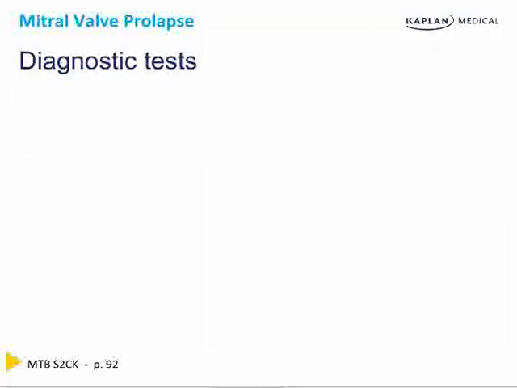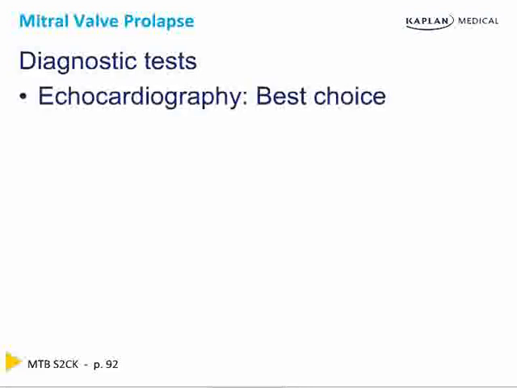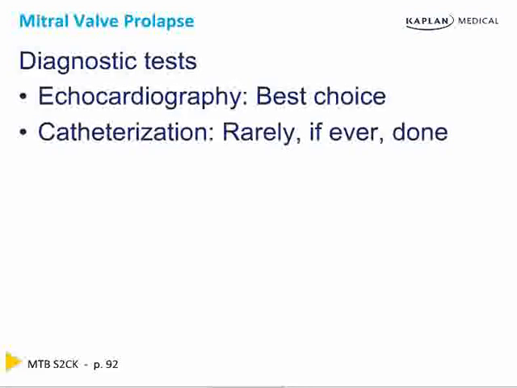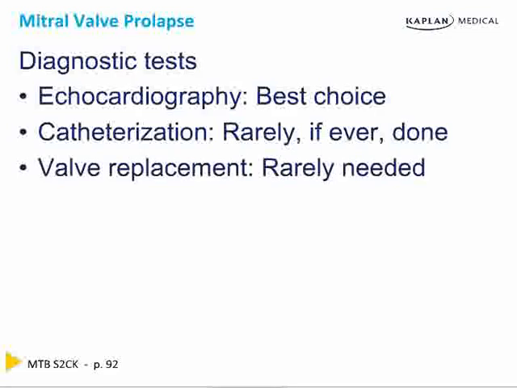The diagnostic tests of mitral valve prolapse are not different from the others. Echo is the best initial test. Catheterization is the most accurate test. But catheterization is almost never done on a lesion that you virtually never replace. You don't even treat most mitral valve prolapse. It's mostly an asymptomatic finding on an echo done for another reason. You would treat it if somebody had severe symptoms, beta blockers first, and you replace it only very rarely.